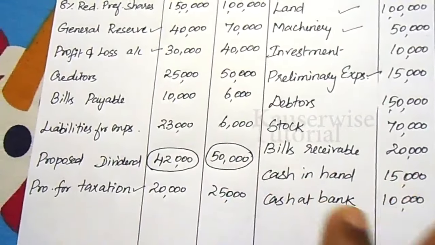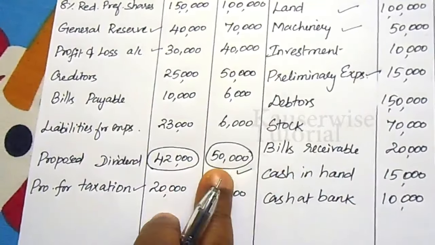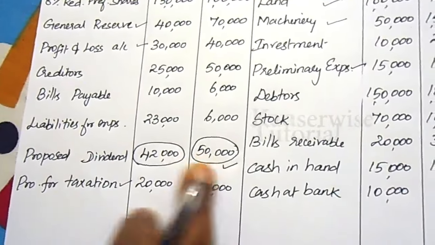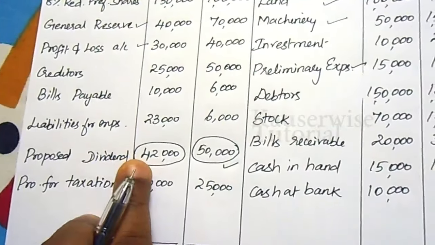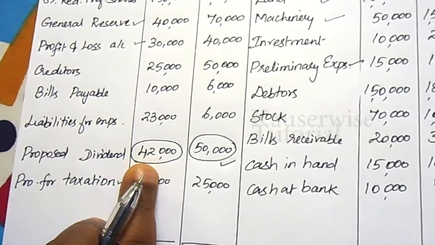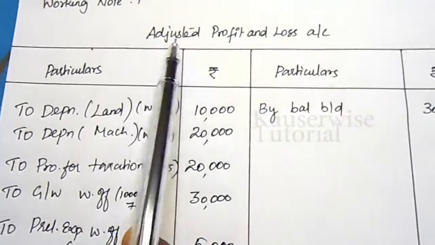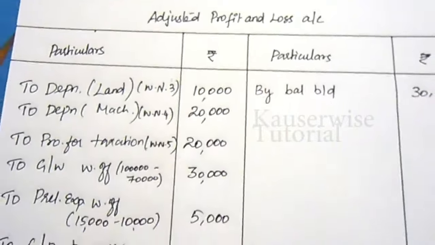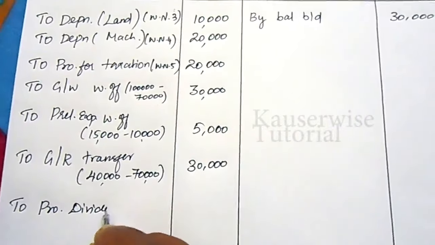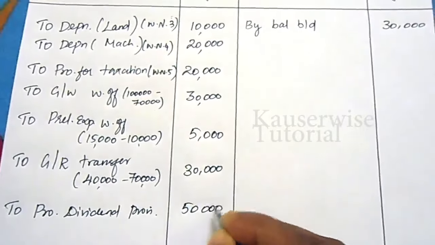For the current year adjusted profit and loss account, you need to record this amount, that is, the provision made this year. This will be recorded under the debit side of the adjusted profit and loss account. This other amount is last year's provision, paid in the current year, so this will be recorded only when you prepare the cash flow statement. This will be recorded under outflow of cash, that is application of cash. See, in the adjusted profit and loss account, debit side, to proposed dividend provision. How much? 50,000.